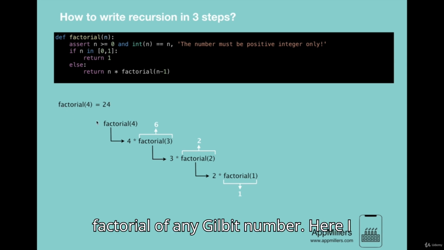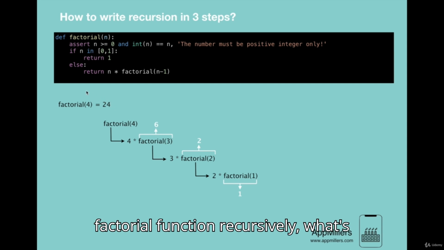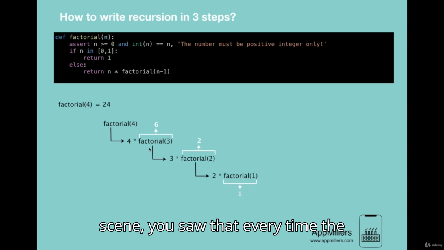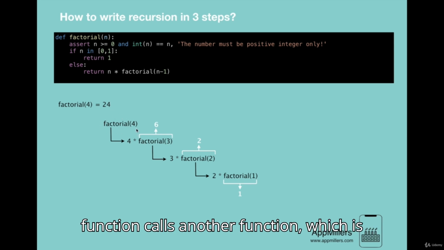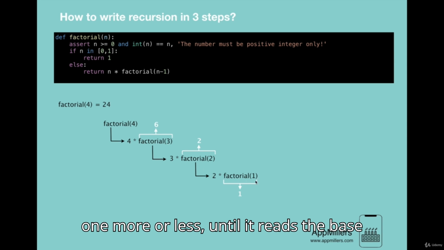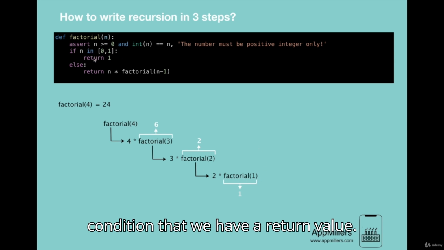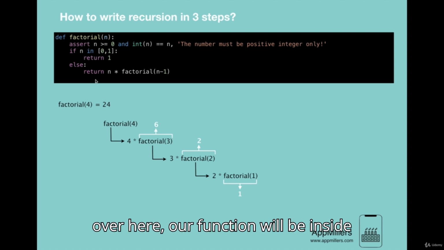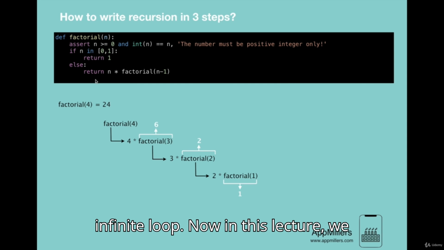So this is how we recursively find the factorial of any given number. Here I tried to show you what's happening behind the scenes when you call a factorial function recursively. Every time, the function calls another function with 1 or less, until it reaches the base condition where we have a return value. If we don't provide the base condition over here, our function will be in an infinite loop.